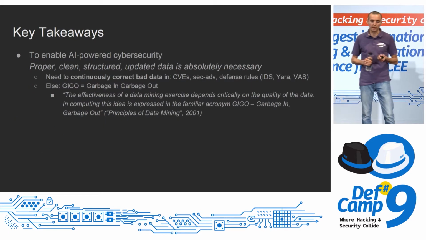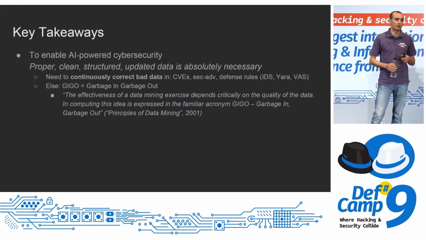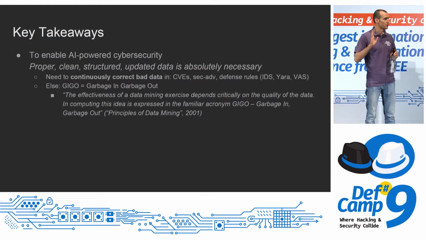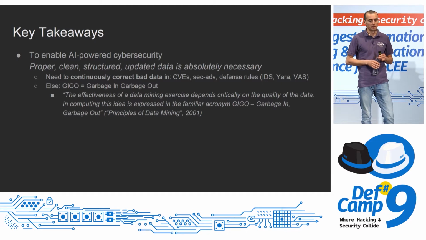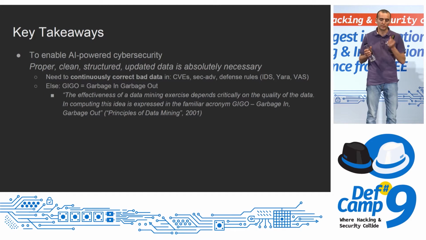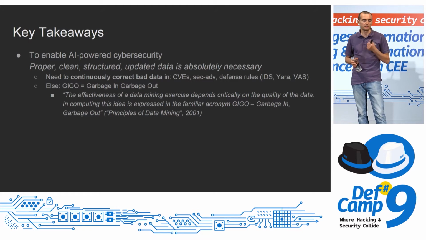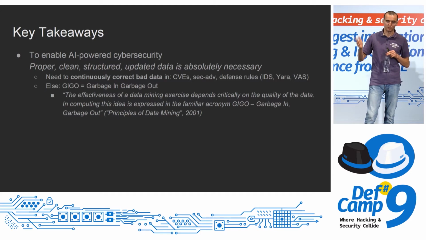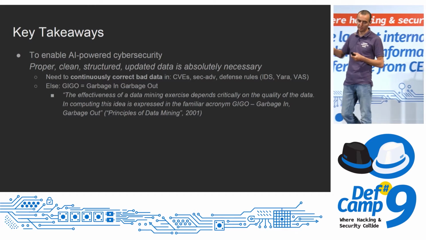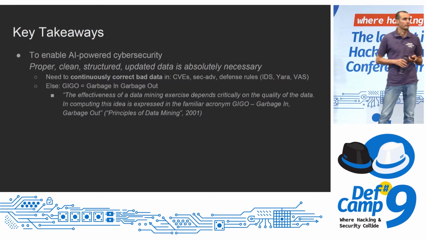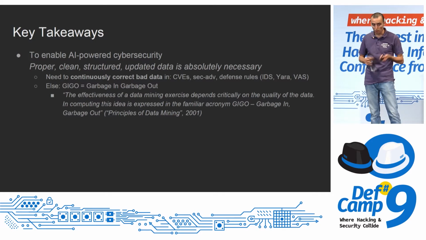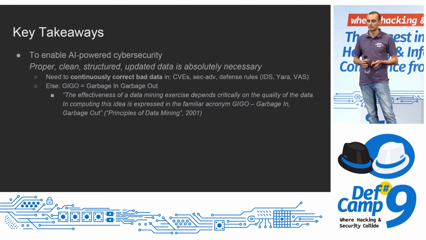Then, of course, to enable AI-powered cybersecurity, everybody dreams about AI-powered and machine learning-based cybersecurity, like a super smart system which will do everything. But we need proper, clean, structured, updated data, absolutely. Otherwise, we just get this GIGO effect, garbage in, garbage out, right? The effectiveness of a data mining exercise depends critically on the quality of the data. In computing, this idea is expressed in the familiar acronym GIGO, and this is an excerpt from a very well-respected book. So we cannot have a good AI-powered cyber system if our data to start with is really bad.